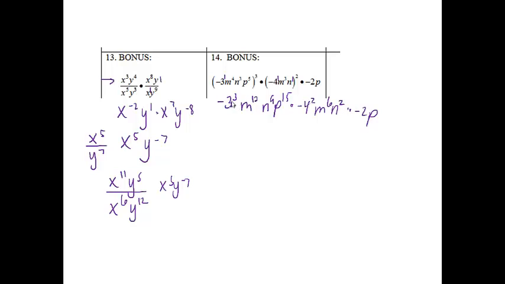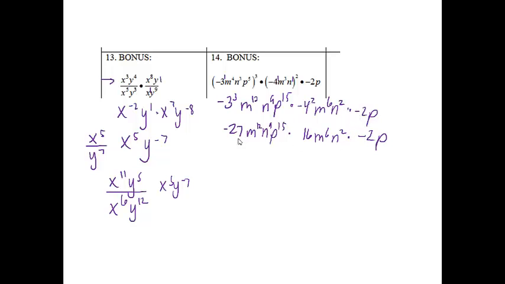Okay, negative 3 to the 3rd power is 27, and a negative, if it's raised to an odd power, will be negative. So I'll get negative 27, m to the 12, n to the 9, p to the 15, and then times negative 4 to the 2nd, which is going to be 16, and this time it's going to be positive because I take a negative times a negative, which gives me a positive. And now I'm just rewriting the next part of my problem.